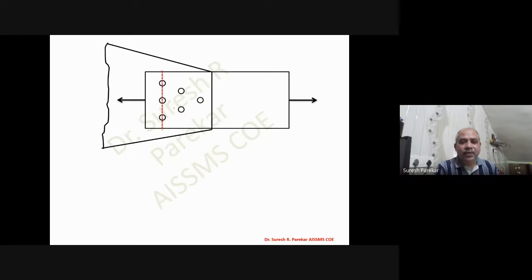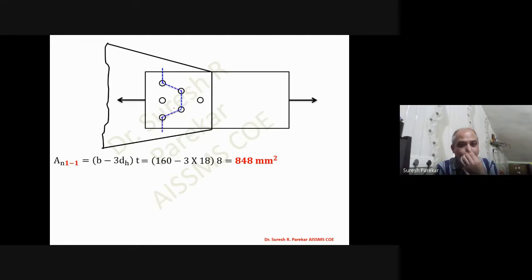And here we have to find out first Ag and An, and then we have different sections for this one. We have to consider sections and check which section will give us minimum area. And this will be my first section, which is along these three bolts. So we have (b - 3 dh) into t, and then we will get this as 848 millimeters square. Now we can have another section. If we see, we can go section likewise. And in this section we have 4 bolts.